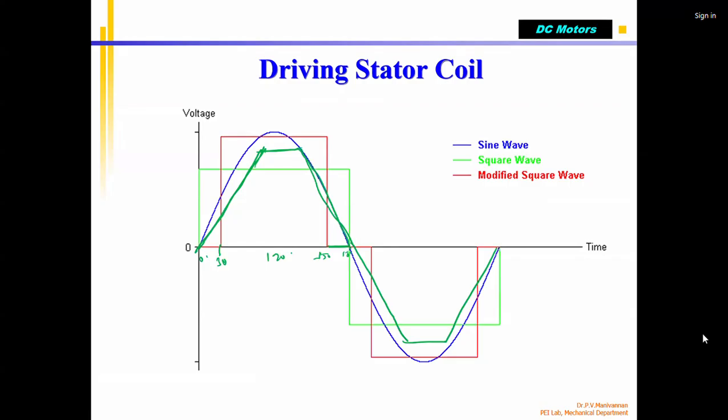BLDC motor is a concentrated winding. So the back EMF generated will be trapezoidal in nature. So the current supplied to the coil also will be trapezoidal. To create a trapezoidal current in a BLDC motor, you will be supplying a modified square wave. That will create a current which is trapezoidal in nature.